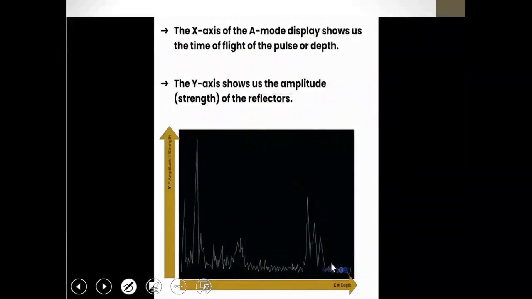This figure shows you the spectrum for A mode.